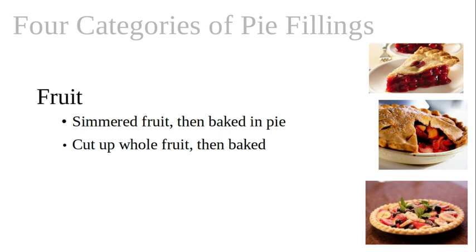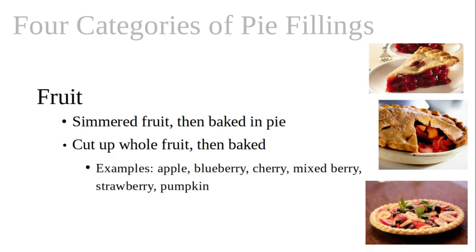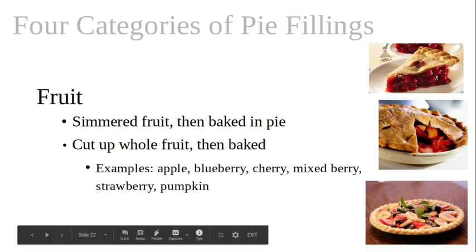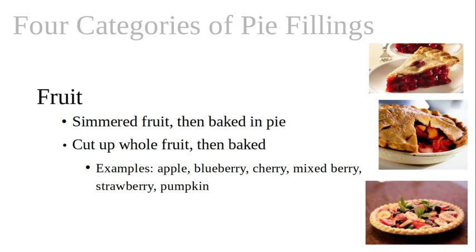Like apple pie, you can literally just cut up thin slices of apples, toss them in some cinnamon sugar, and then dot it with some butter, and then it's ready to go, because it bakes well. So, a couple of different variations. Some examples: apple, blueberry, cherry. This one on the bottom here is a mixed berry. I can definitely see blueberries and strawberries and bananas in there. Maybe strawberry, pumpkin pie. Those are your fruit pies.